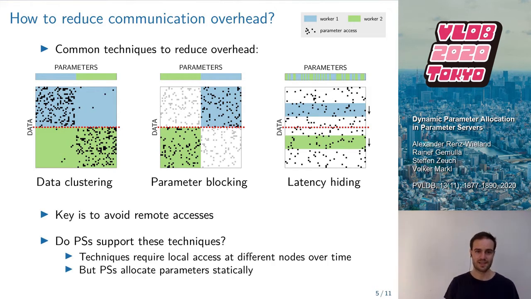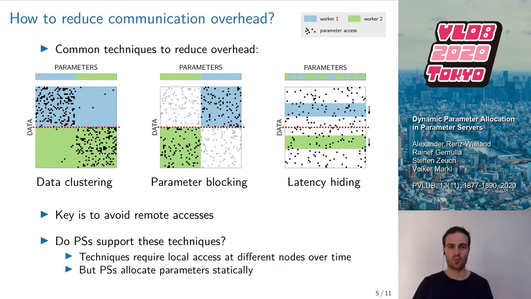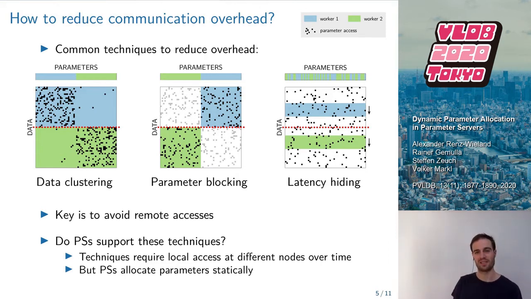All these techniques have a common key, and that is to avoid remote access. Now, we looked at whether parameter servers can support these techniques, and what we found is that these techniques require local access or fast access at different nodes over time, but parameter servers cannot provide this because they allocate parameters statically.